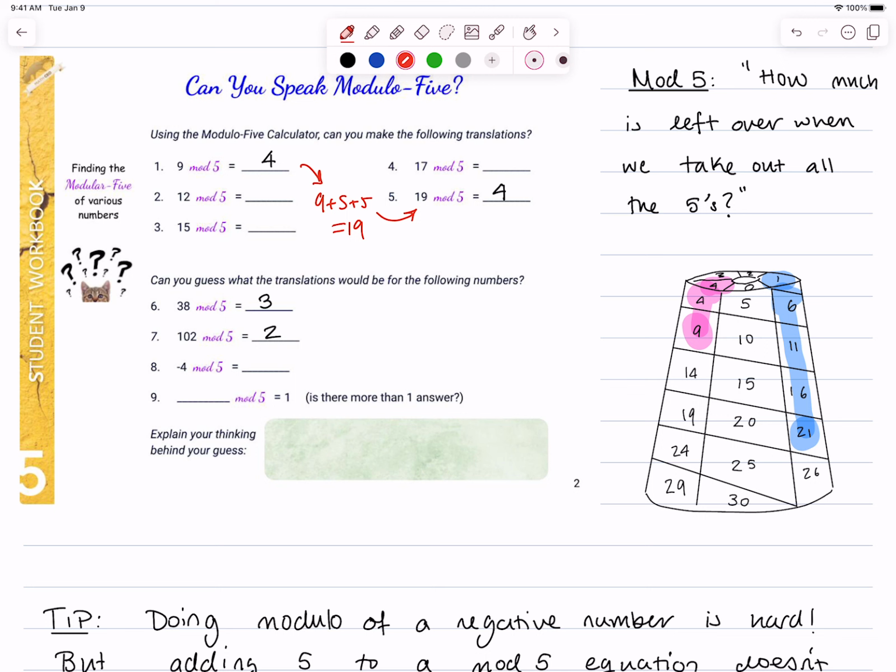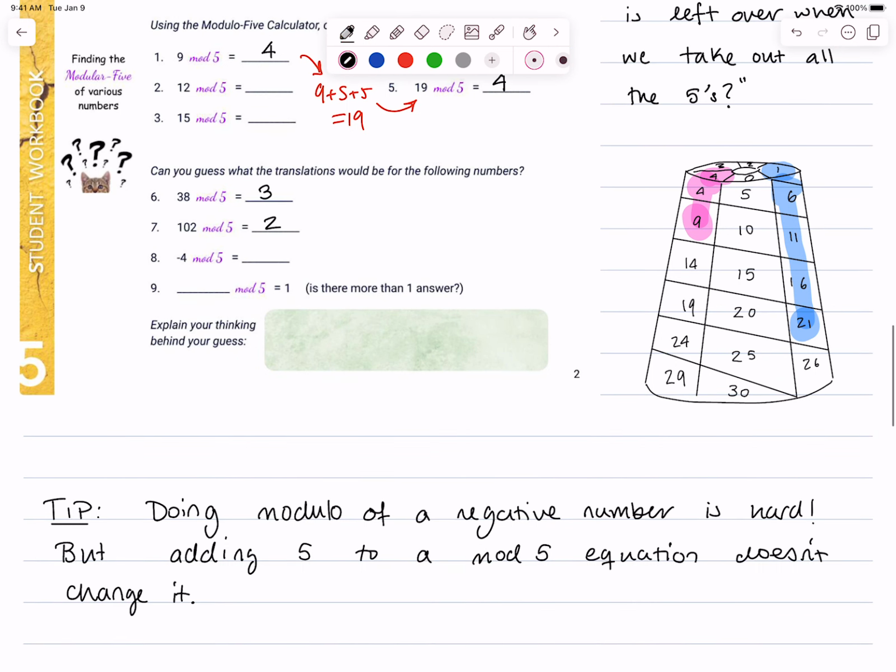Adding those 2 5s doesn't change the mod, because when we calculate the mod, we take all the 5s out. So one way to approach this negative number question is, okay, well, maybe we can make it easier by adding some 5s into a number that we understand better. So if I take negative 4 and I add 5 to it, and you might need to break out the number line for adding negative numbers, that's okay. I think we get 1, so we can actually do this as 1 mod 5, no 5s to take out of 1, so it's going to be 1. So that's our answer.